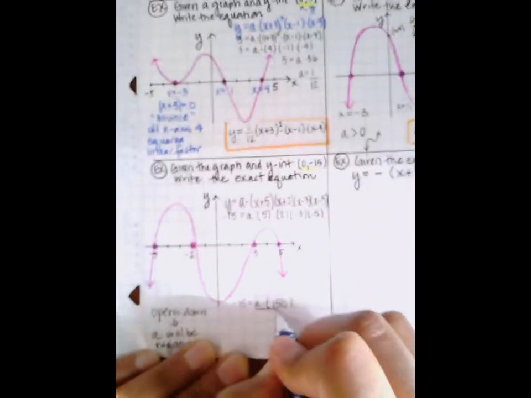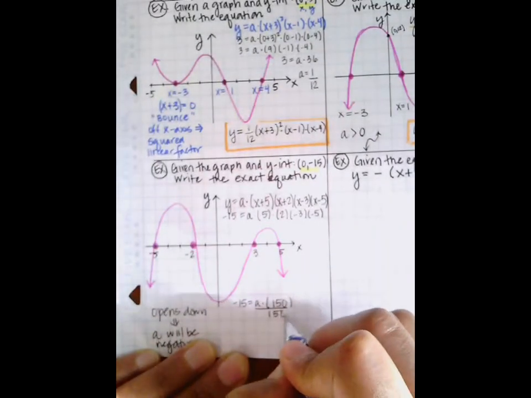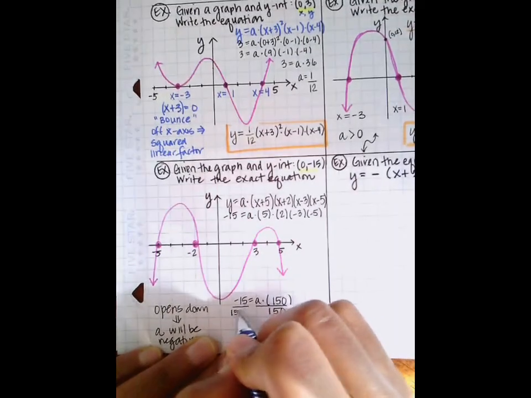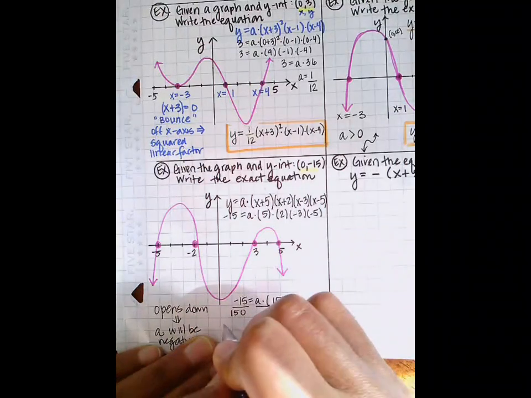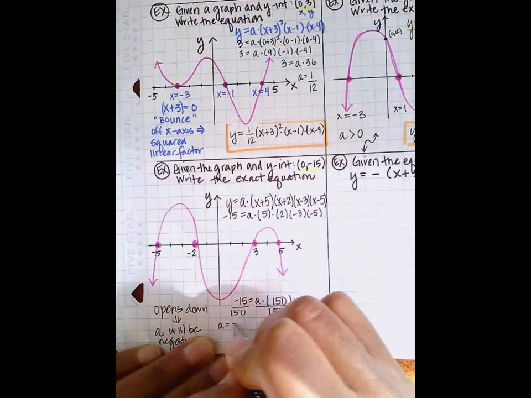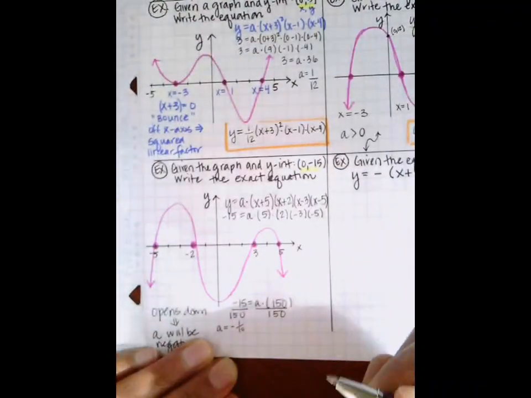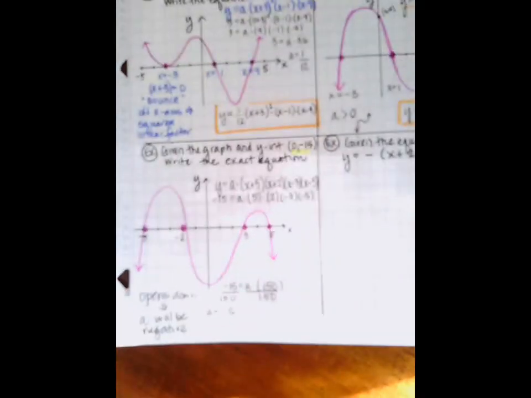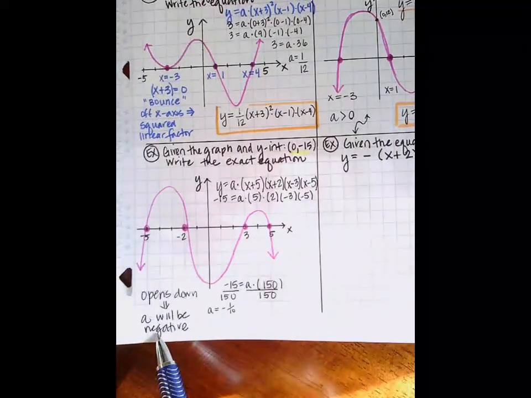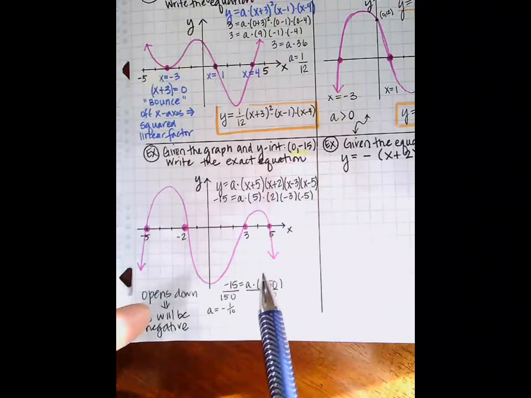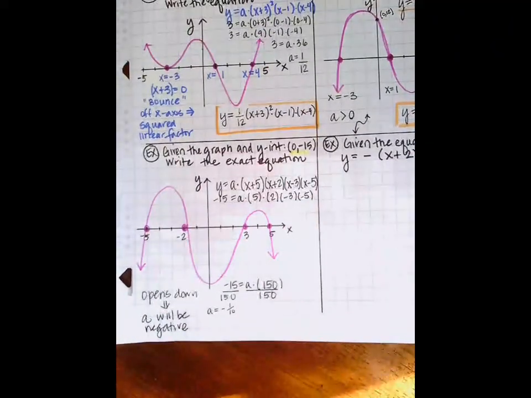And now if I divide both sides by 150 to solve for a, I actually get that the a value here is negative 1/10. So it's a very small value, but notice it is that negative that I anticipated based on this being a 4th degree polynomial opening down.